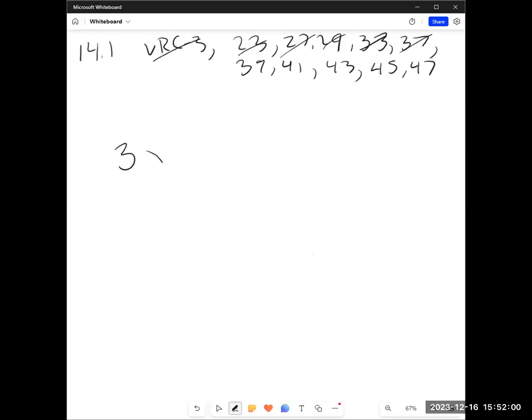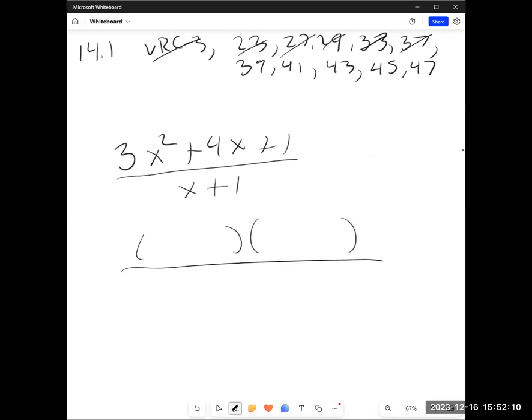3x squared plus 4x plus 1 over x plus 1. 3x plus 1 times x plus 1 will give me the numerator. Let's check that. 3x times x is 3x squared. 3x times 1 is 3x, and x plus 1 is x. 3x plus x is 4x. 1 times 1 is 1. These factors are common and leave me with 3x plus 1.